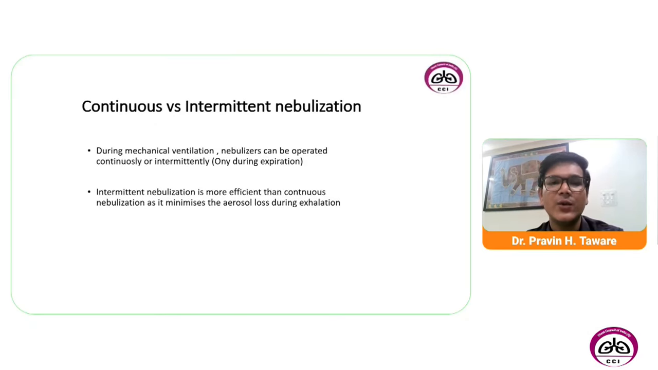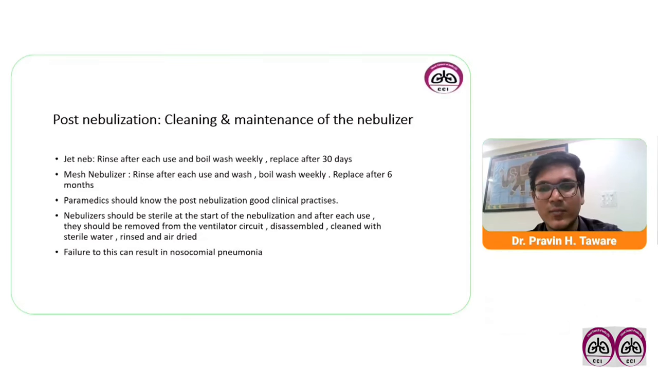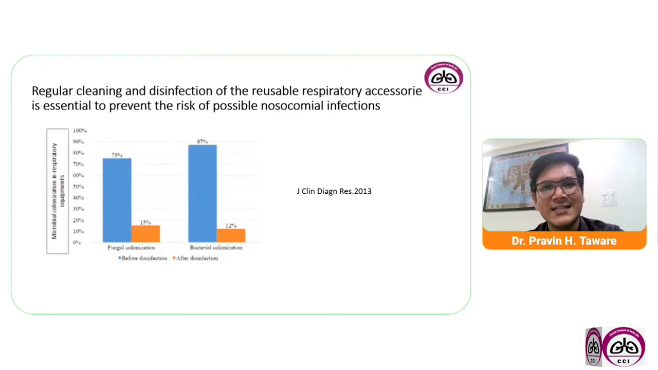So continuous versus intermittent nebulization: when you use it in a mechanically ventilated patient, it can be given continuously or intermittently, but intermittent nebulization, especially when you use antibiotics, is more efficient than continuous nebulization, as it minimizes the aerosol loss during exhalation. And post nebulization care is very important. Cleaning and maintenance of the nebulizer is of utmost importance, and paramedics should know the good clinical practice after nebulization, and failure to do so can cause nosocomial pneumonia. So regular cleaning and disinfection of reusable respiratory accessories is very essential to prevent the risk of possible nosocomial infection.